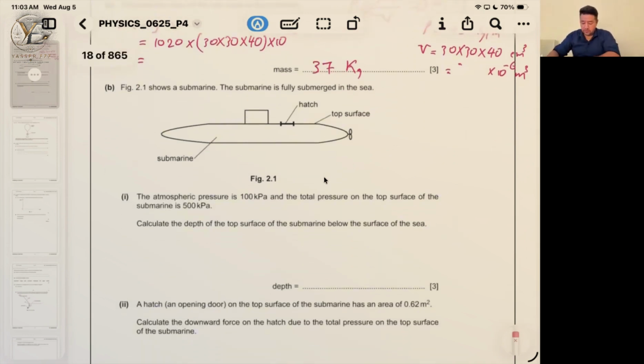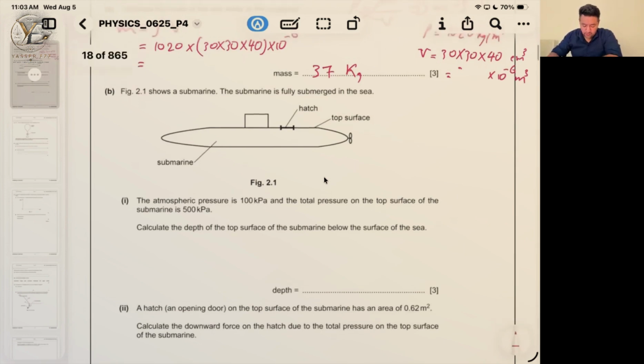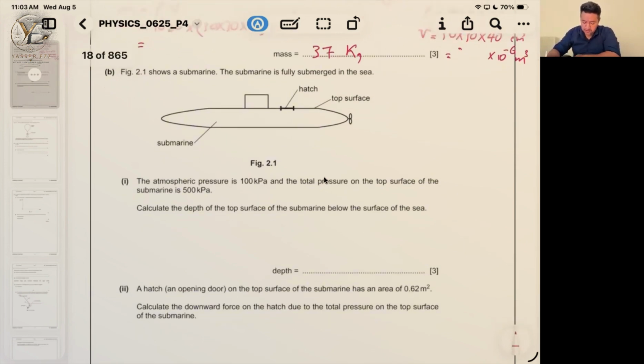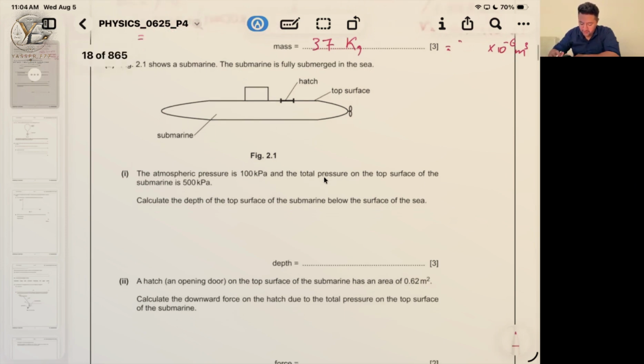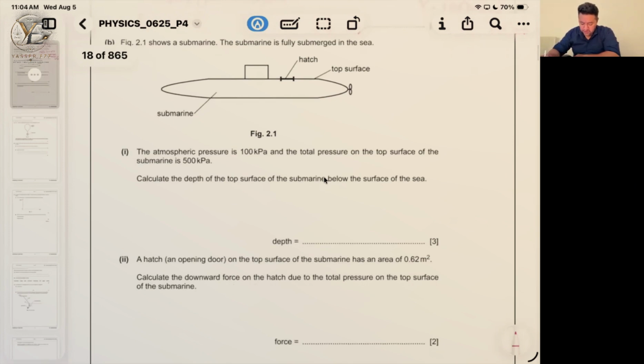The second part, letter B: Figure 2.1 shows a submarine. The submarine is fully submerged in the seawater. We have the hatch, the top surface, and everything. The atmospheric pressure is 100 kilopascals, and the total pressure on the top surface of the submarine is 500 kilopascals. Calculate the depth of the top surface of the submarine below the surface of the seawater.